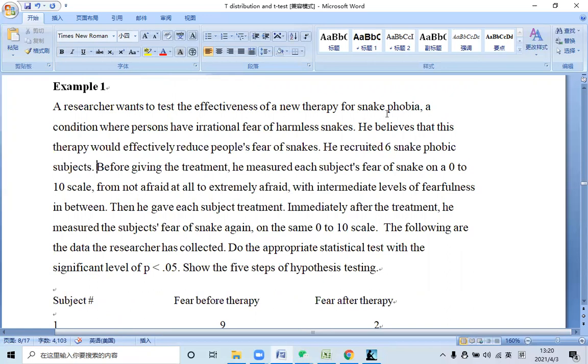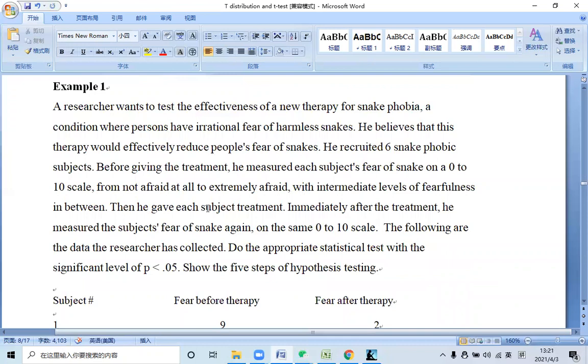Before giving the treatment, he measured each subject's fear on a 0 to 10 scale. This is called a pre-test. Before the therapy, you test their fear level, from 0 to 10. 0 means not afraid at all, 10 means extremely afraid. The higher the number, the higher the fear.